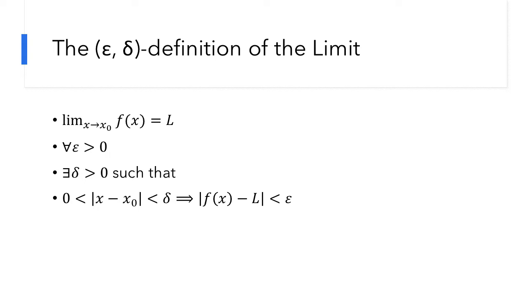So the epsilon-delta definition of the limit goes as follows. For the limit as x approaches x0 of f(x) equals L, we say: for all epsilon greater than 0, there exists a delta greater than 0, such that if 0 is less than the absolute value of the difference between x and x0, which is less than delta, then the absolute value of the difference between f(x) and L is less than epsilon. We'll take a look at what this means graphically.